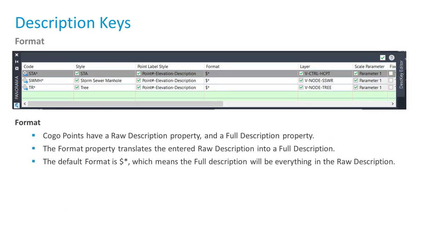COGO points have a raw description and a full description. The raw description is the user entered value, and the format column of the description key can translate the raw description to a full description. The default format of $* means match everything in the raw description.